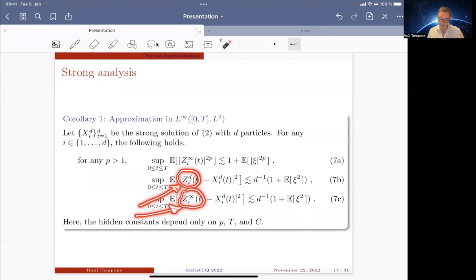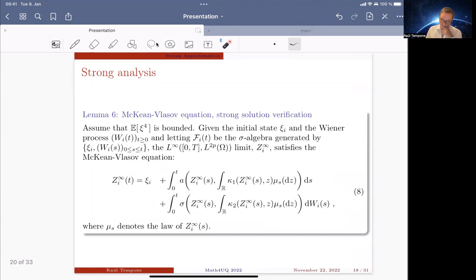explicitly, meaning the initial condition and the Wi. But we know that if things are converging, the X's shouldn't depend much on noise that is not the one driving the particle i either. So somehow these things have to be close. Okay, and this only confirms that fact. But that was more like an observation.